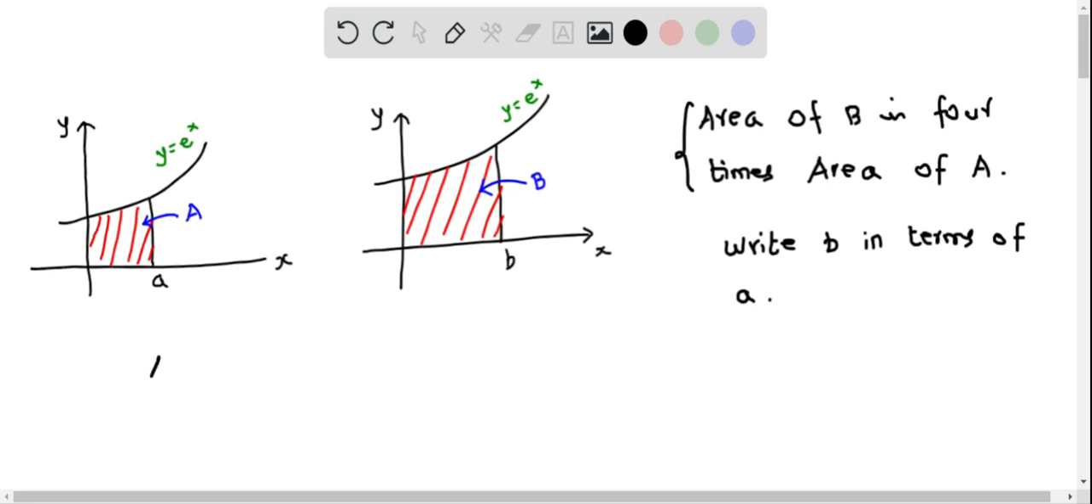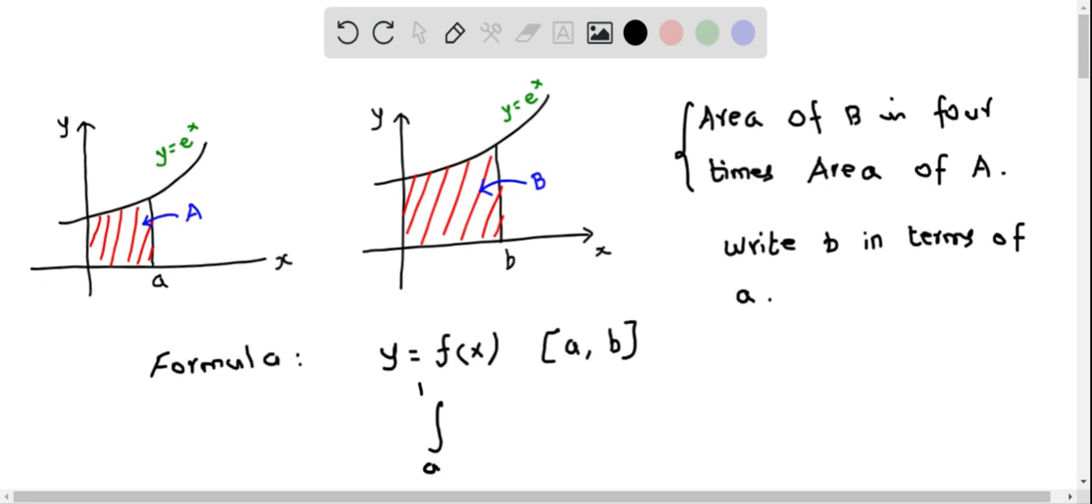So first, let me write the formula to find the area under the curve. Suppose we have a curve y equals f of x, which is continuous and defined under the interval a comma b, then the area under this curve is given by the integral from a to b of f of x dx. Or otherwise, we can also write this as the integral with limits x equal to a and x equal to b of y dx. So this is the formula that we are going to utilize.